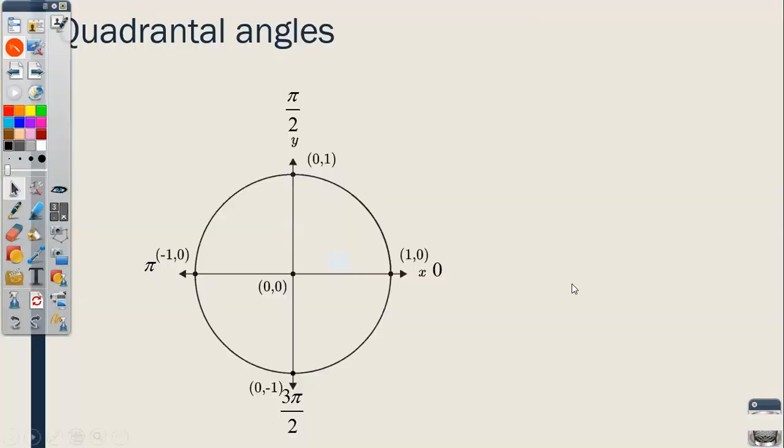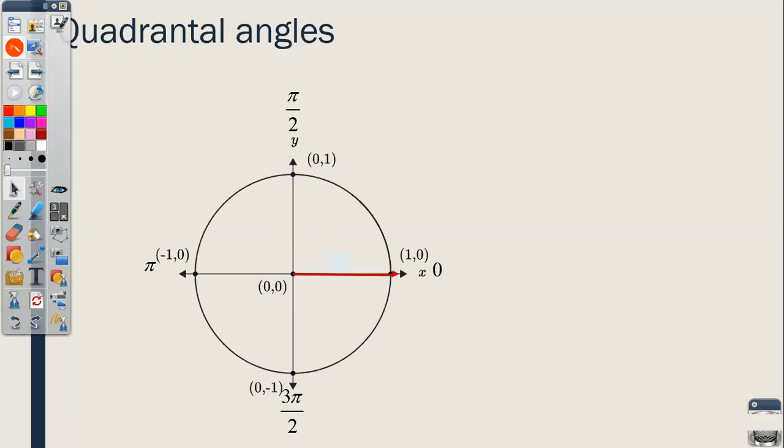So see here, we have a unit circle and y-axis, x-axis. As you know, one whole circle is 2 pi radian. Half of it is pi. Half of half is pi over 2. 1/2 and 1/4 is 3 pi over 2.